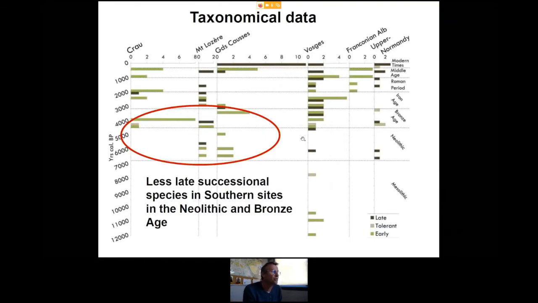And for the result, when we have done all the taxonomical analysis, we've got some difference between the north of Europe and the south. In the south, especially during the Neolithic and the Bronze Age, for the Crau area, the Mont Lozère and the Grand Causse, which are all in the south of France, it seemed that most of the species which have been burned were early species of a successional series. They were pioneer species and not late successional species, at the opposite of the northern sites in Europe.